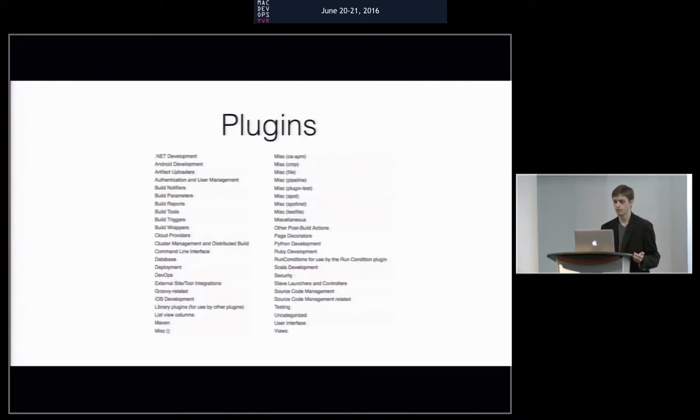And then finally, a lot of these things are all implemented as plugins in Jenkins. You can't really see that, but there's a ton of categories. There's, I think, over 1,300 different plugins in Jenkins.